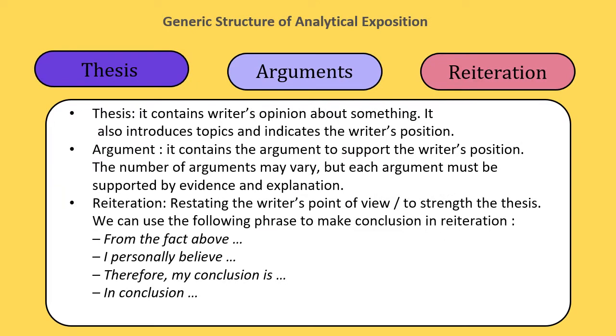The structure of analytical exposition is thesis, arguments, and reiteration. Thesis contains the writer's opinion about something. It also introduces topics and indicates the writer's position. Argument contains the arguments to support the writer's position. The number of arguments may vary, but each argument must be supported by evidence and explanation.